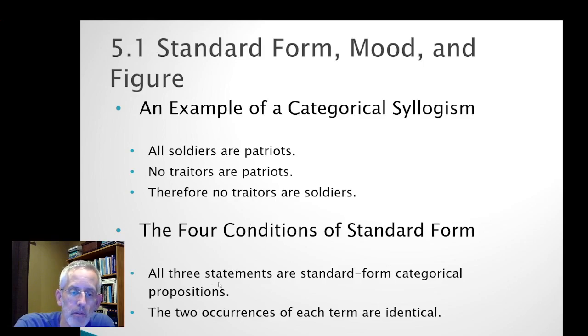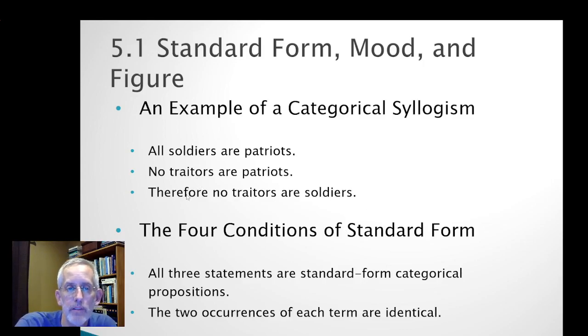Second rule, the two occurrences of each term are identical. What that means is that if a term occurs in one place in an argument, it has to be stated identically in another place in the argument. The term soldiers occurs in the subject position in the first premise, and it also occurs down here in the conclusion in the predicate position. So soldiers is stated exactly the same way. In other words, there aren't extra words added to it that change its structure.